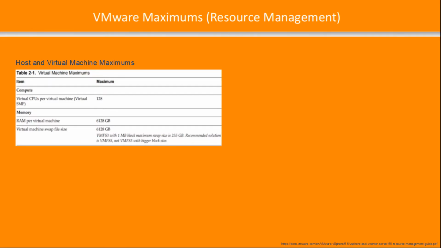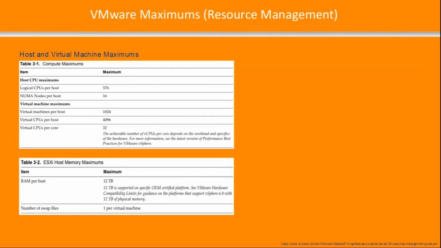Moving on, we look at the host and virtual machine maximums for vSphere 6.5. In terms of compute, virtual CPUs per virtual machine supported is now 128, symmetrical multiprocessing. RAM per virtual machine supported is 6 terabytes. Virtual machine swap file is 6 terabytes as well. And as per the note, it's recommended to use VMFS 5 or VMFS 6 to support higher sizes of swap files.